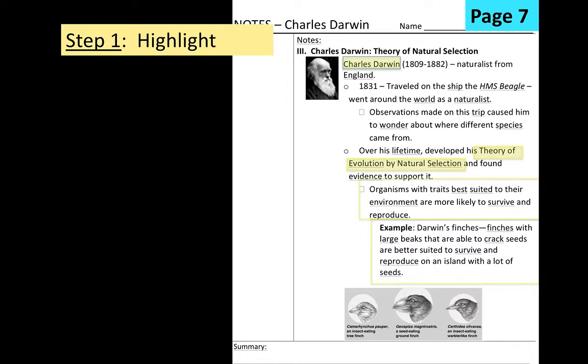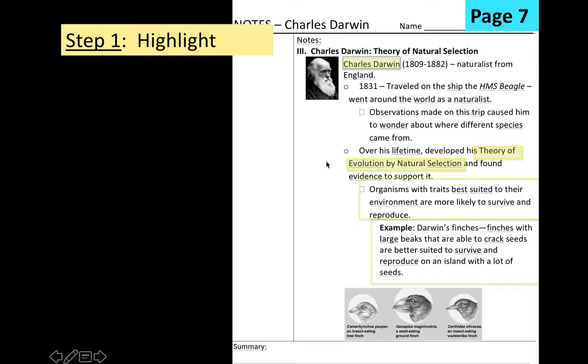As you're highlighting, I want you to notice a couple of things. Make sure you highlight, of course, Darwin's name here. But here where it says the theory of evolution by natural selection, please make sure that's highlighted. Draw a box around this bullet point, because that's really kind of a definition for that.